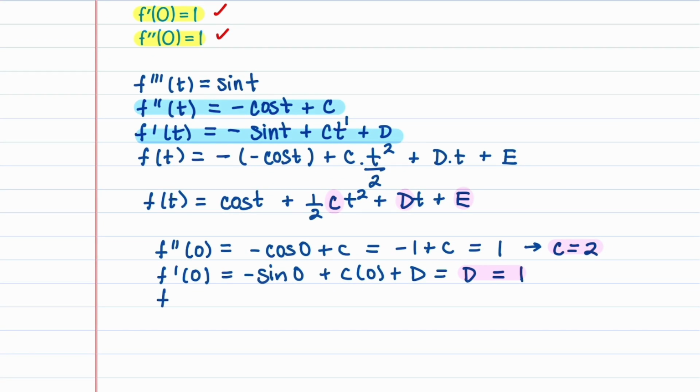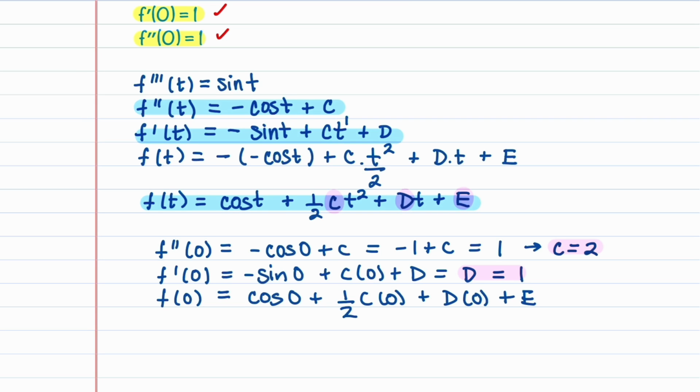Now let's look at f at 0. That is right here. We're going to let t be equal to 0, so this is cosine 0 plus 1/2 c times 0 plus d times 0 plus e. Cosine of 0 is 1, so this is 1 plus e, and this is equal to 1. Again, back up in the original problem, we were told that f of 0 is 1. So this tells us that e is equal to 0.